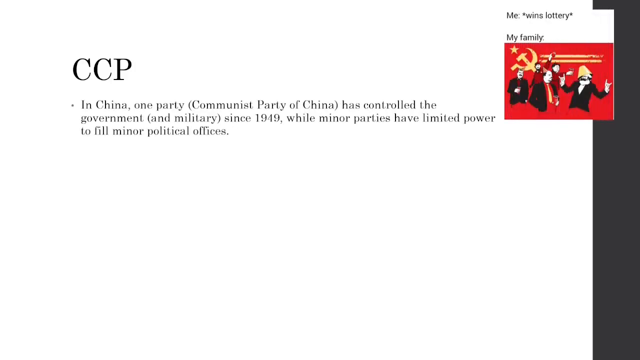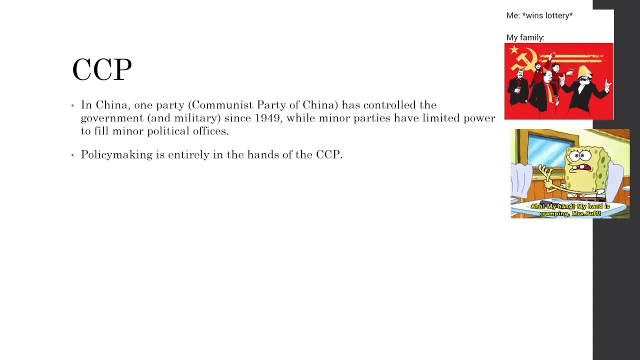All right, let's talk about the Chinese Communist Party because we haven't talked about it enough. In China, we have a one-party system, the Communist Party of China. It has controlled the government and military since 1949, which is still pretty recent. It's not even 100 years yet. And they have 8 minor parties that have very limited, basically no power, and they fill minor political offices just to be there, just for fun, you know?